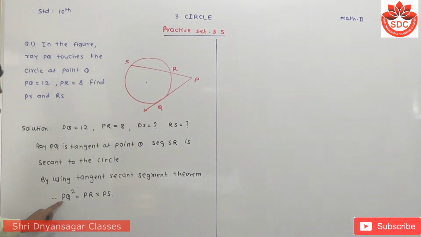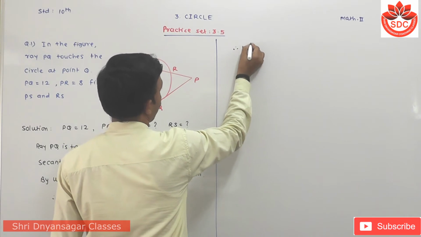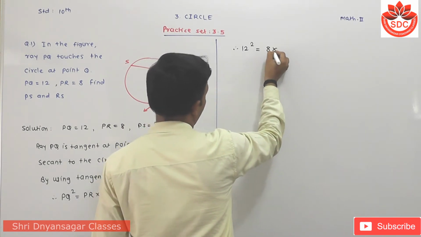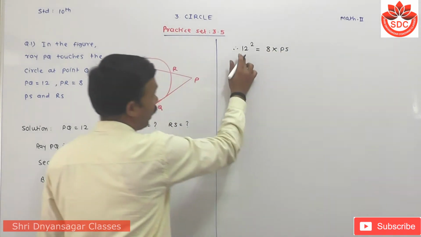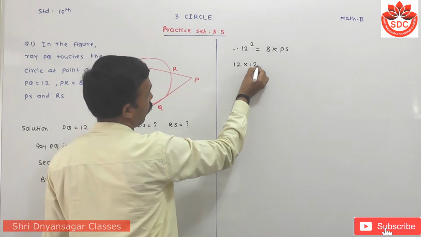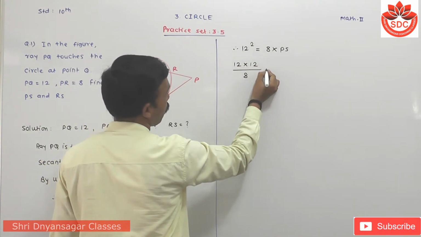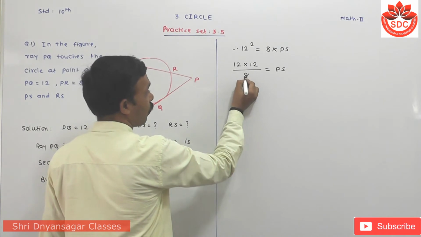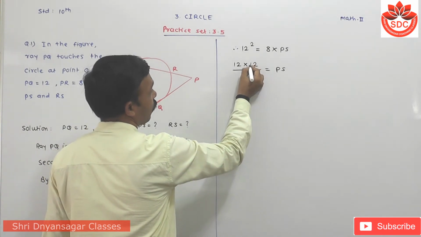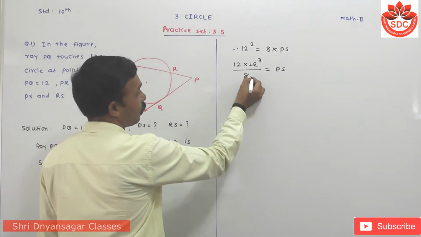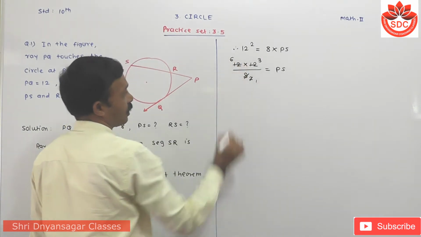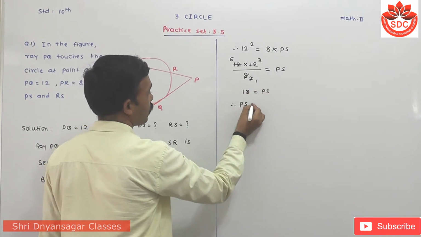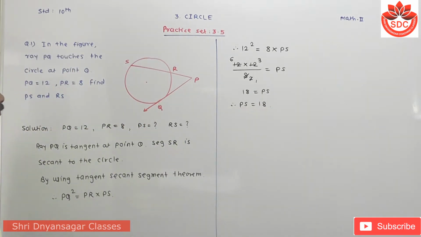Then we substitute the values. The value of PQ is 12. 12 square is equal to PR, which is given as 8, into PS, which we have to find. Then I write the square as 12 into 12 and transpose the 8 to the other side as a denominator, equal to PS. Simplify: 4 twos are 8, 4 threes are 12, so 6 into 3 is 18, equal to PS. Means PS is equal to 18 units.